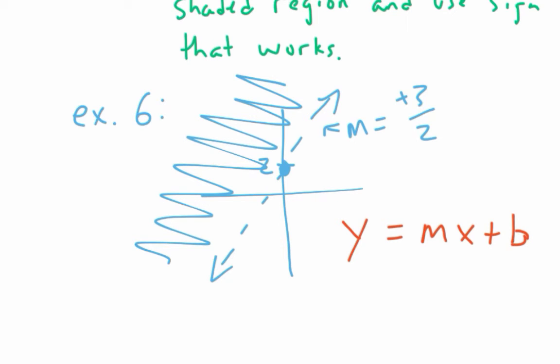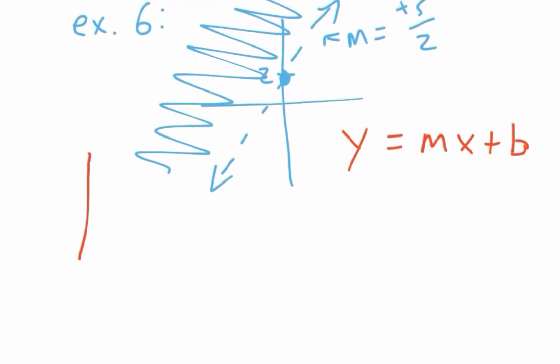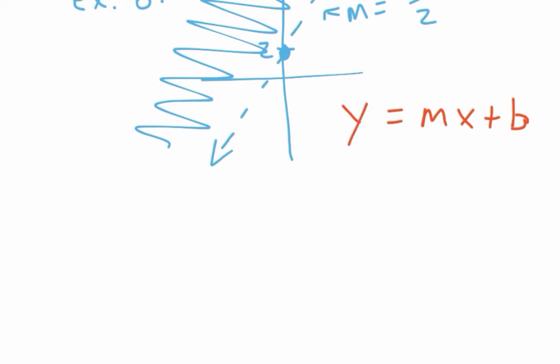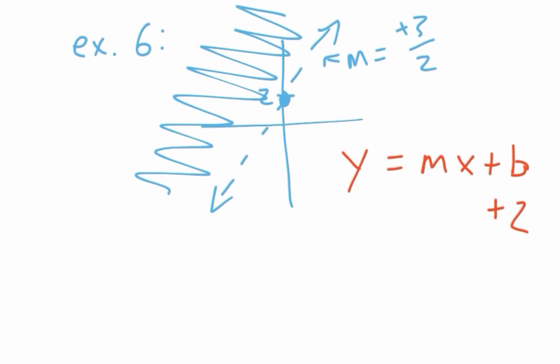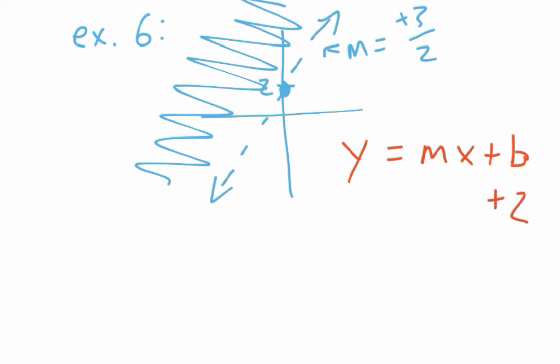Somebody tell me where to put some of my numbers in here. 2 would be your b. Yep, 2 is going to be my b value, so I can put a positive 2 in there. And my 3/2 goes in for m. So I have 3/2. So y, and then we need to figure out greater than or less than still. 3/2 x plus 2.